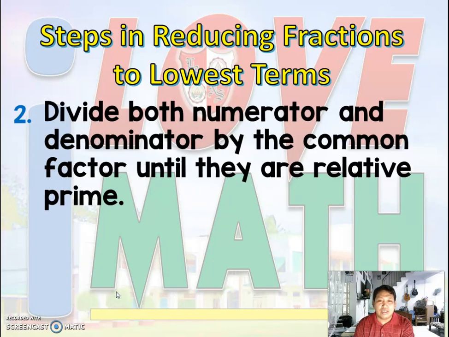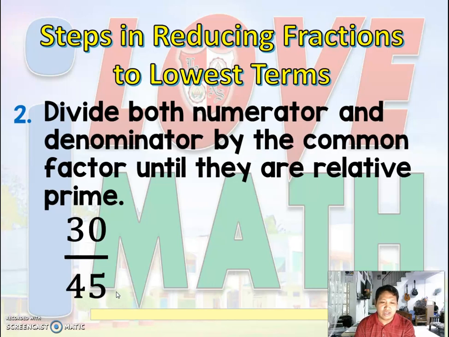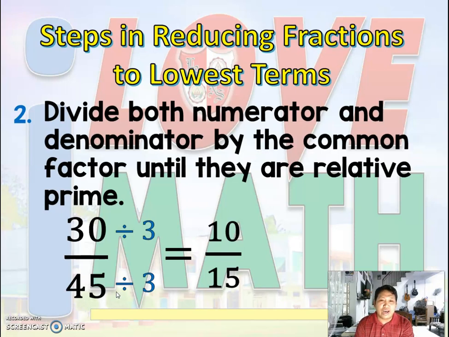Second step is you have to divide both the numerator and the denominator by the common factor until they are both relatively prime. Let's have, for example, again the same fraction, 30 divided by 45. A while ago, we have indicated that both of them are divisible by 3. Let us divide both the numerator and the denominator by 3. 30 divided by 3 would be 10, and 45 divided by 3 would be 15.